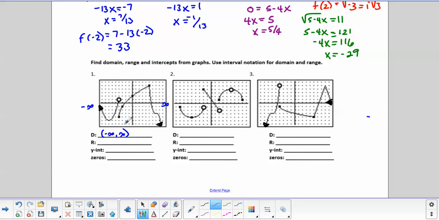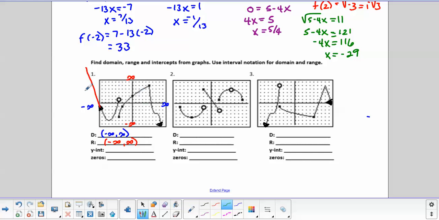Your range starts down here where this arrow is pointing at negative infinity. You follow your range up, and it looks like maybe it's stopping here, but if you pay close attention, when you get to the end of your function, this one is going up, up, up, up, up. So because it keeps going up, your range also goes to positive infinity. So your range is negative infinity to positive infinity.